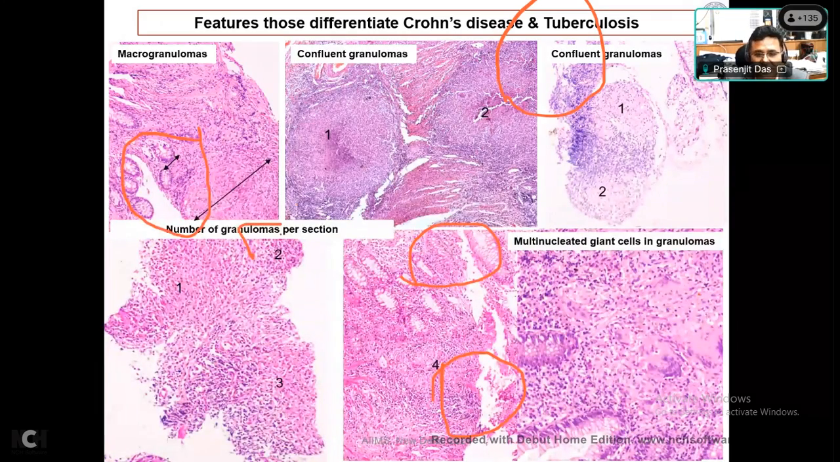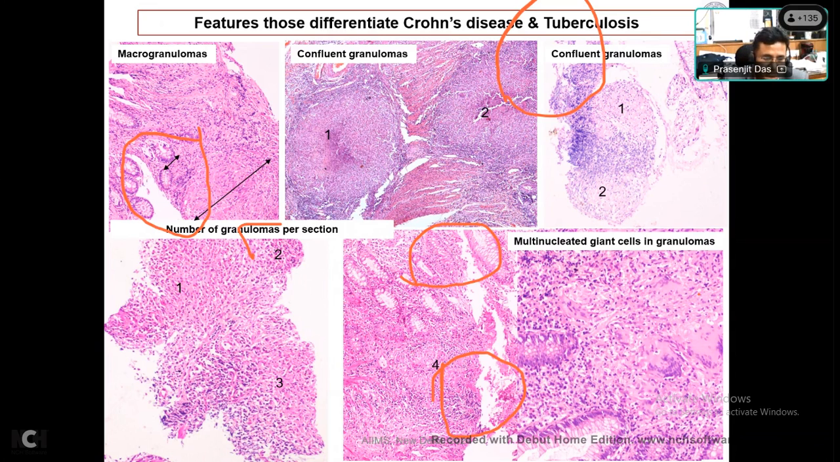So which feature will help us when we see granulomas? And at least some part of the submucosa is sampled. And if you see a large granuloma like this, or if you see multiple granulomas in a slide, it is said that if you see 5 or more large granulomas in a slide across the multiple biopsy fragments, chance of tuberculosis is very high. If you see the granulomas are kissing each other, that means confluence of the granulomas. That is another finding we commonly see in tuberculosis.